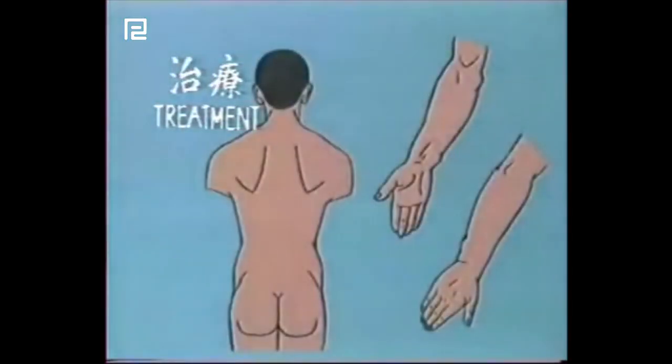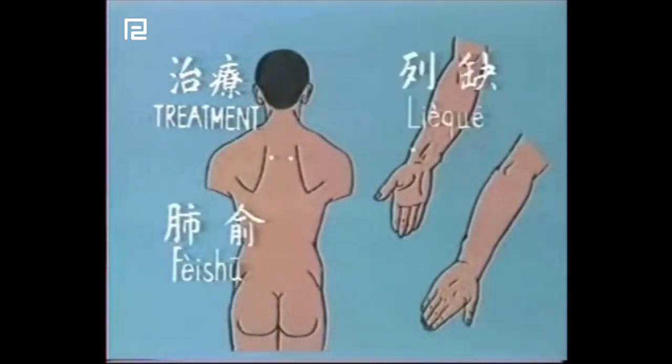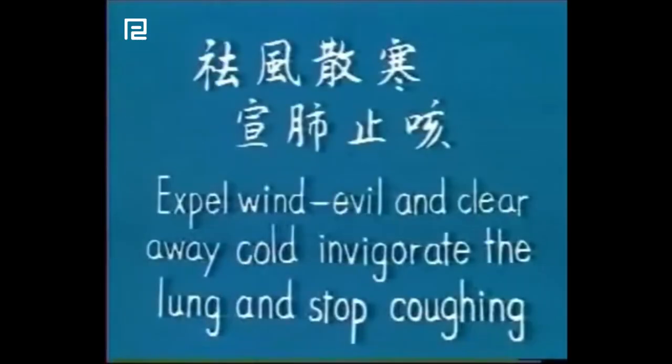Treatment. 肺腧, bladder 13, 裂缺, lung 7, and Hegu, large intestine 4. This prescription can expel bad wind and clear away cold, open the inhibited lungs' energy, and relieve the cough.